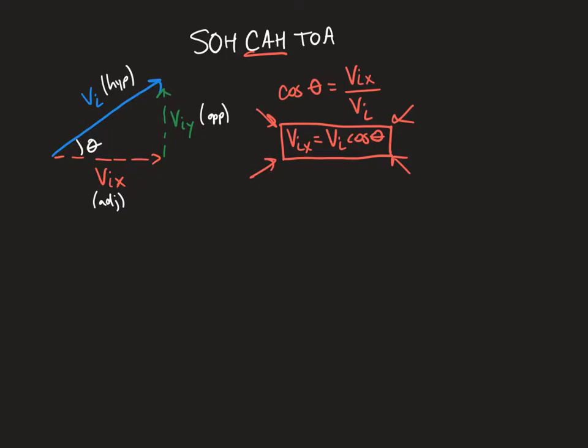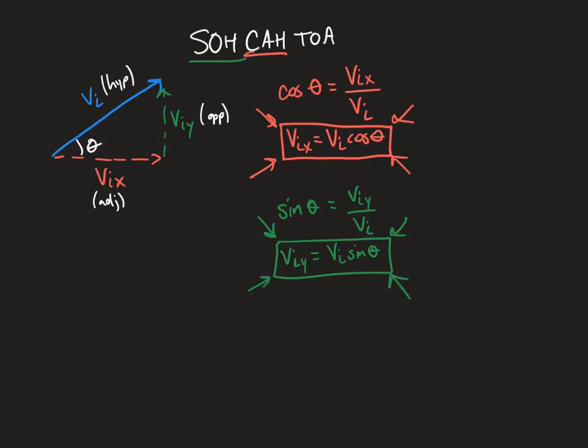So let's come up with one for the y direction. My initial y velocity is opposite, so let's use the SO part of SOHCAHTOA, which is sine. The sine of that angle is the opposite side over the hypotenuse. And again, the same way, let's solve for the initial y velocity. Well, it's just initial velocity times the sine of that angle. Just like with the horizontal x component, this is always how I'm going to find my initial y component of my velocity to put in my chart. So let's do two examples.